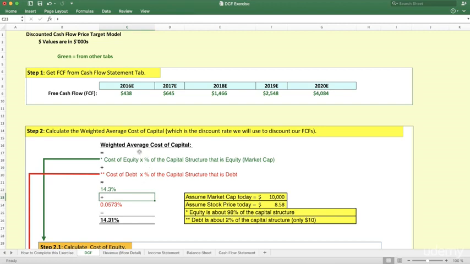Okay, so the cost of capital for us is going to be a function of, well, how much equity do we have? How much debt do we have, right? And then we'll get the percent of debt that we have in our capital structure times the cost of debt, plus the percent of equity we have in our capital structure, times the cost of equity, and that's our blended weighted average cost of capital. Okay, cool. So the market cap today is 10,000. Just accept that. That's a given, okay? The stock price today is $8.58. It's just the market cap divided by the number of shares.